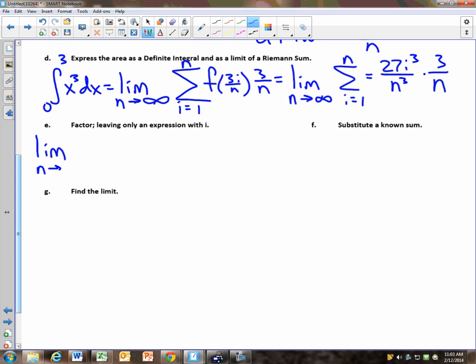So the limit as n goes to infinity of, okay? Good, so 27 times 3, we take out that 81, and n to the third times n, we take out the n to the fourth. We have the sum from i equals 1 to n of, what's left? i cubed. Do you know what that is? Very good. That is n squared times n plus 1 squared over 4.